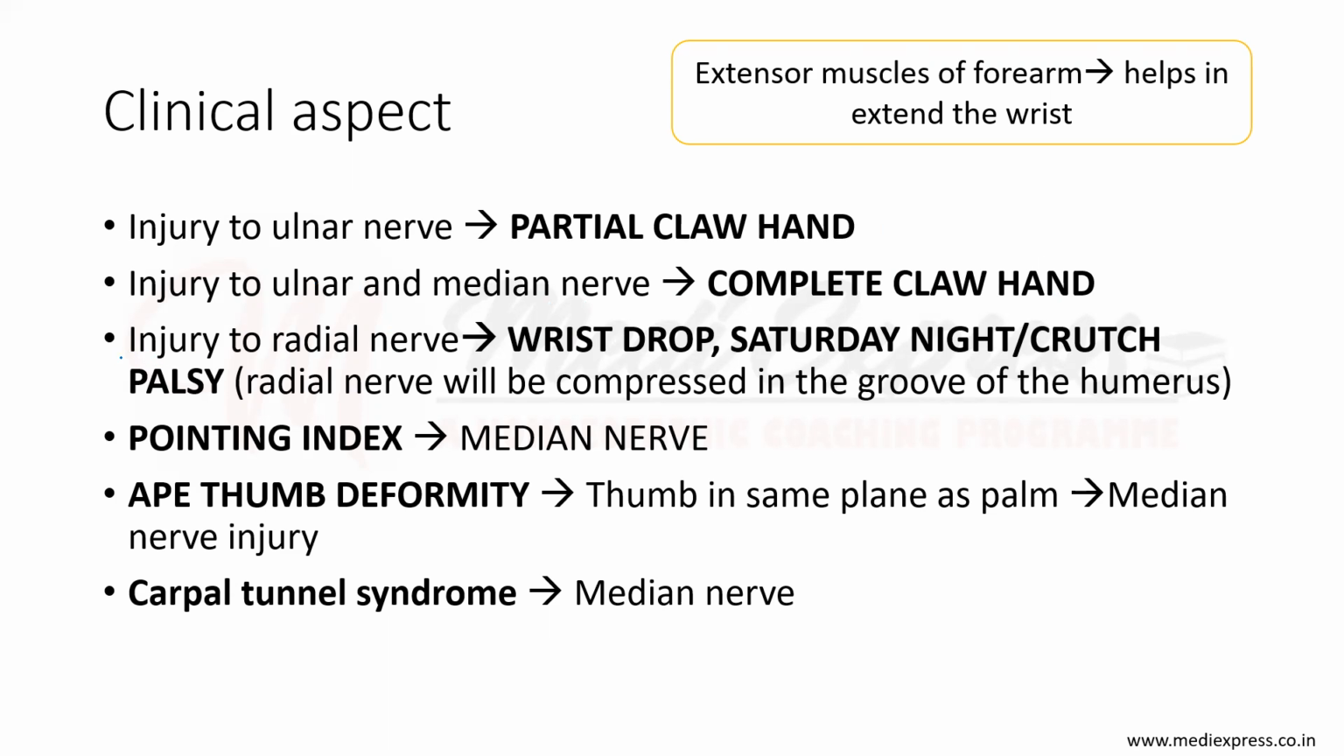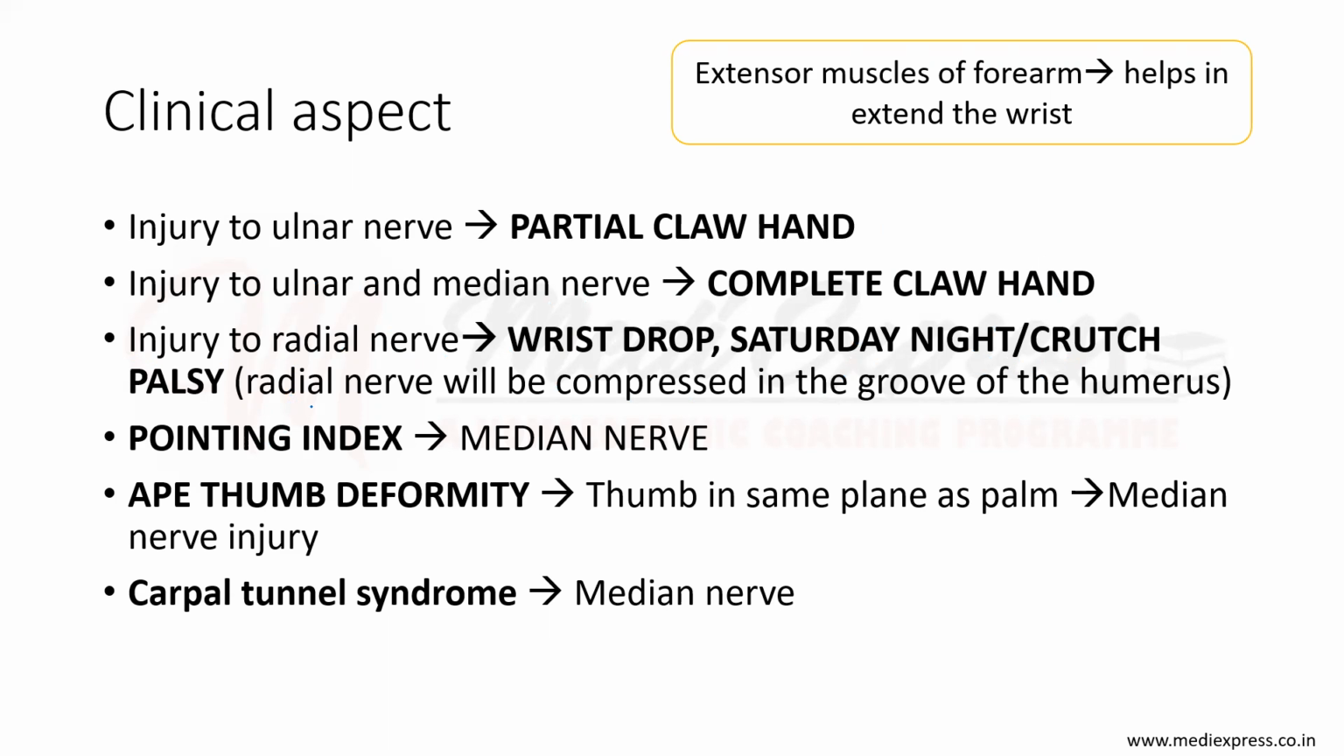Now talking about the injury to the radial nerve. If there is an injury to the radial nerve, remember there can be a wrist drop, and even Saturday night palsy or a crutch palsy. Saturday night palsy is otherwise termed as a crutch palsy.